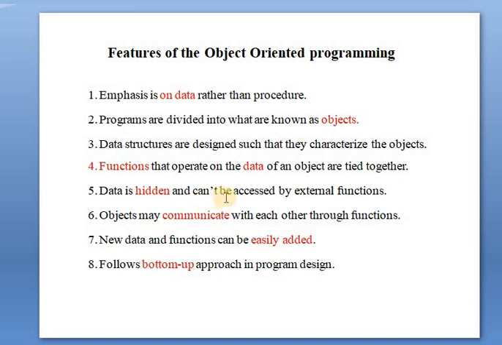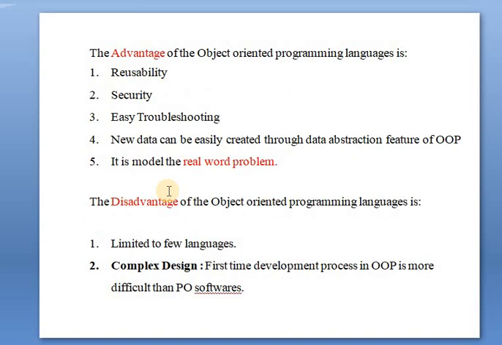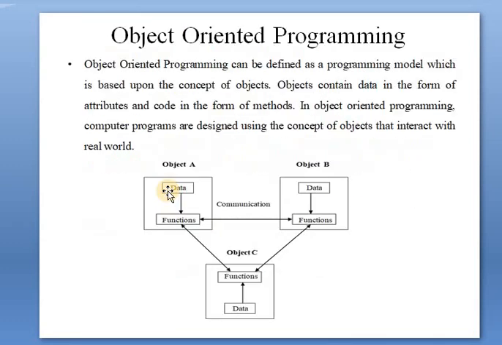Data is hidden and can't be accessed by external functions. So here in object oriented programming, data is hidden, meaning it is not accessible to other functions. Let me see the previous diagram. Here this function can access this data, meaning the function of object A can operate on the data of object A. So the data of object A is hidden from object B, and both the data of A and B are hidden from object C.